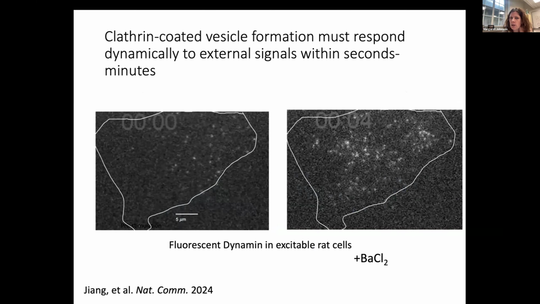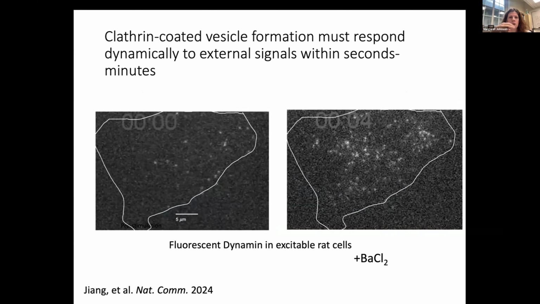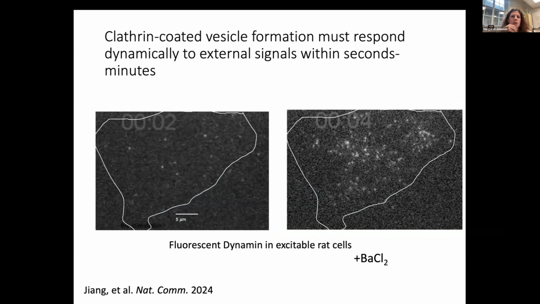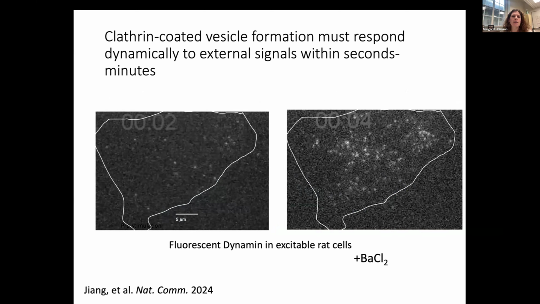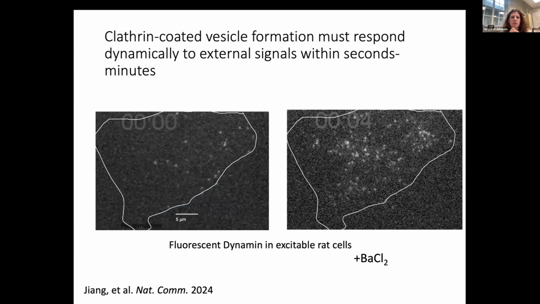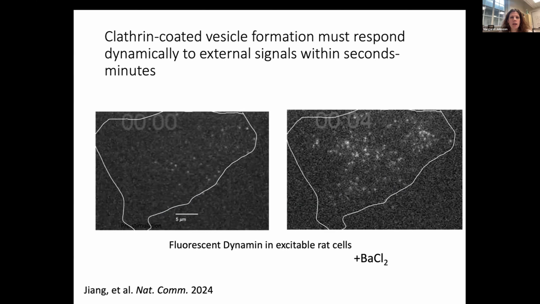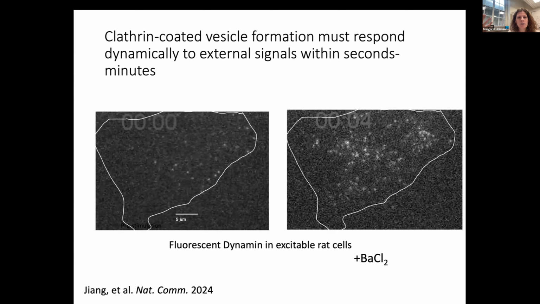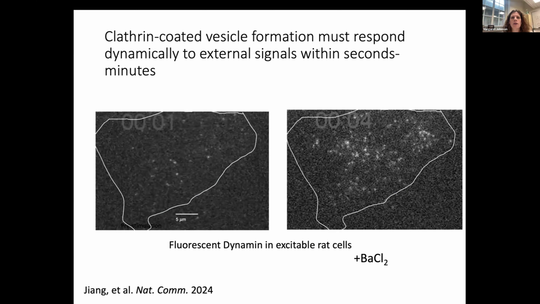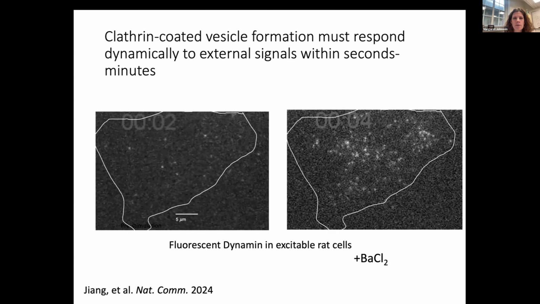And just one more illustration. We did some modeling work that was published last year with a group in Australia. What they were looking at was they were imaging a protein called dynamin that forms this ring at the bottom of the vesicles in order to cause fission. And one thing we like to note is endocytosis is sometimes thought of as a sort of housekeeping or textbook process, but it actually has to respond very dynamically.